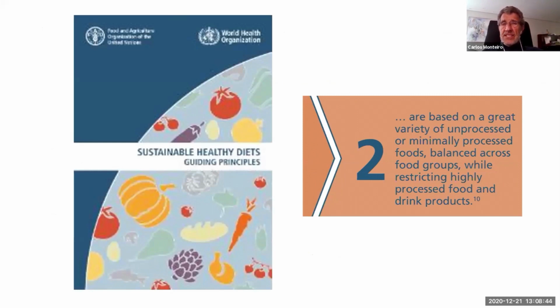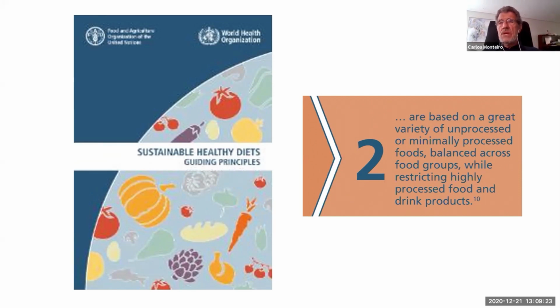The fact that food processing has to be considered in the definition of healthiness of foods and diets has been increasingly recognized worldwide. An example is this report from FAO, WHO from last year, with guiding principles on how to define sustainable healthy diets. The second principle in this report states that healthy diets are based on a variety of unprocessed or minimally processed foods, while restricting highly processed foods.